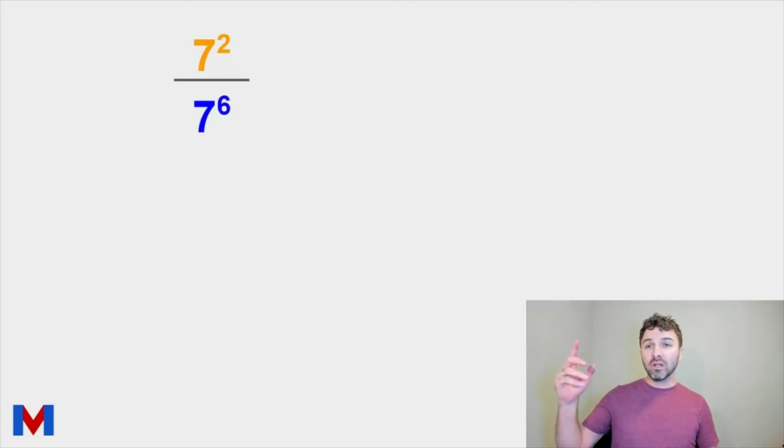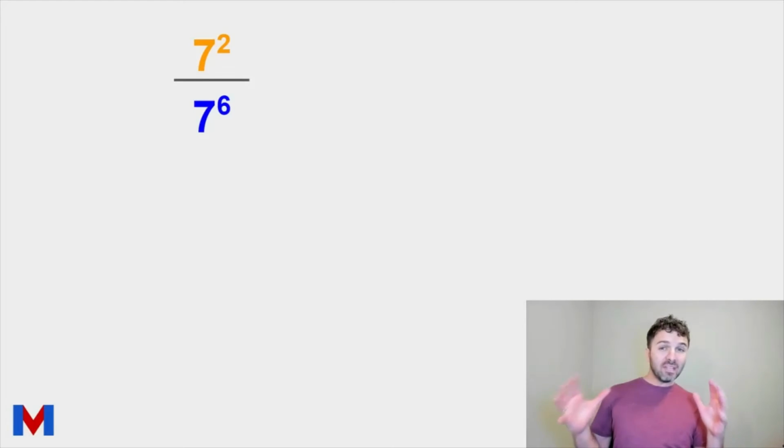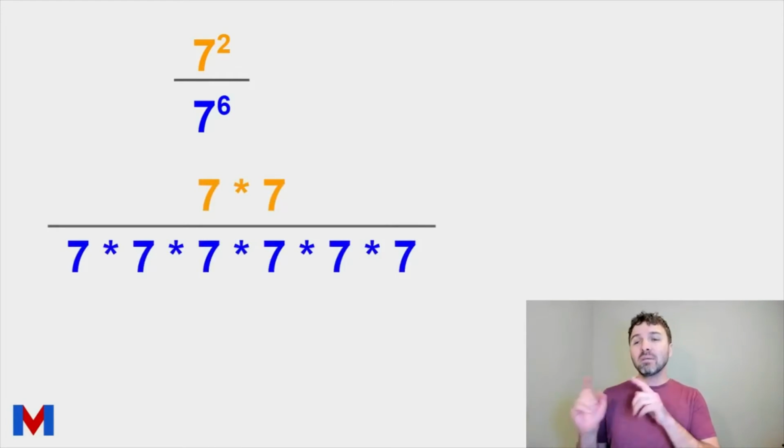We have 7 squared divided by 7 to the 6th. Wait. That bigger number's on the denominator, not the top? Well, let's expand this out and see what happens. We have 7 times 7 divided by 7 times 7 times 7 times 7 times 7 times 7. Woo! I didn't even mess that up. Man, I'm proud of myself.